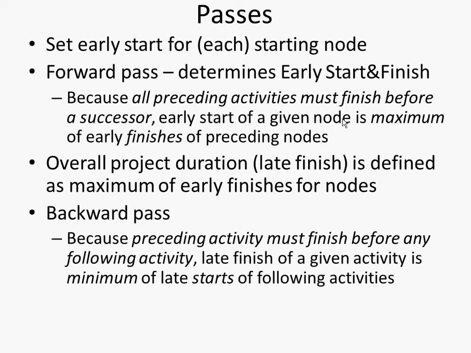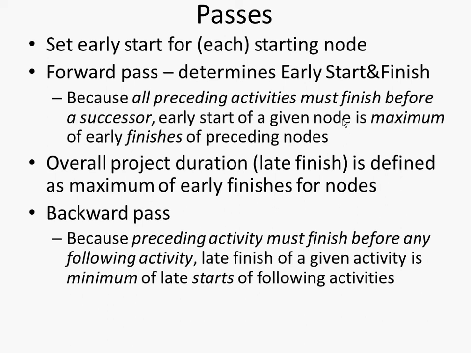Okay, good. So that's the forward pass. And the overall project duration is defined as the maximum of the early finishes of all the nodes in the project. Then there's going to be a backwards pass, going back from the finish of the project. Basically the idea here is we're deriving late start and late finish, because a preceding activity must finish before any following activity.